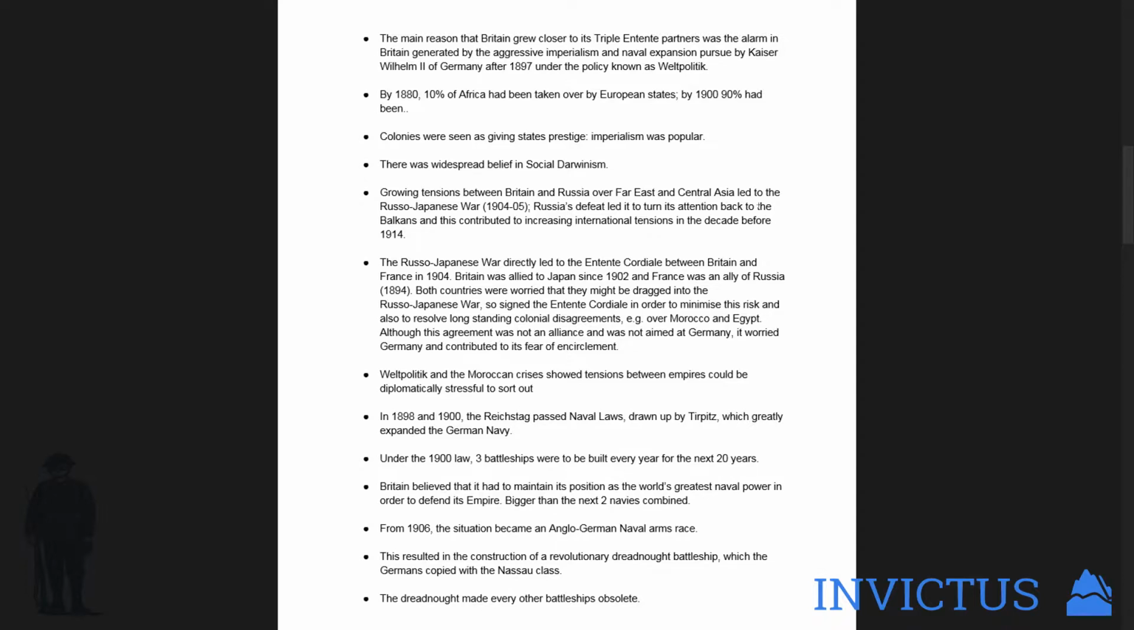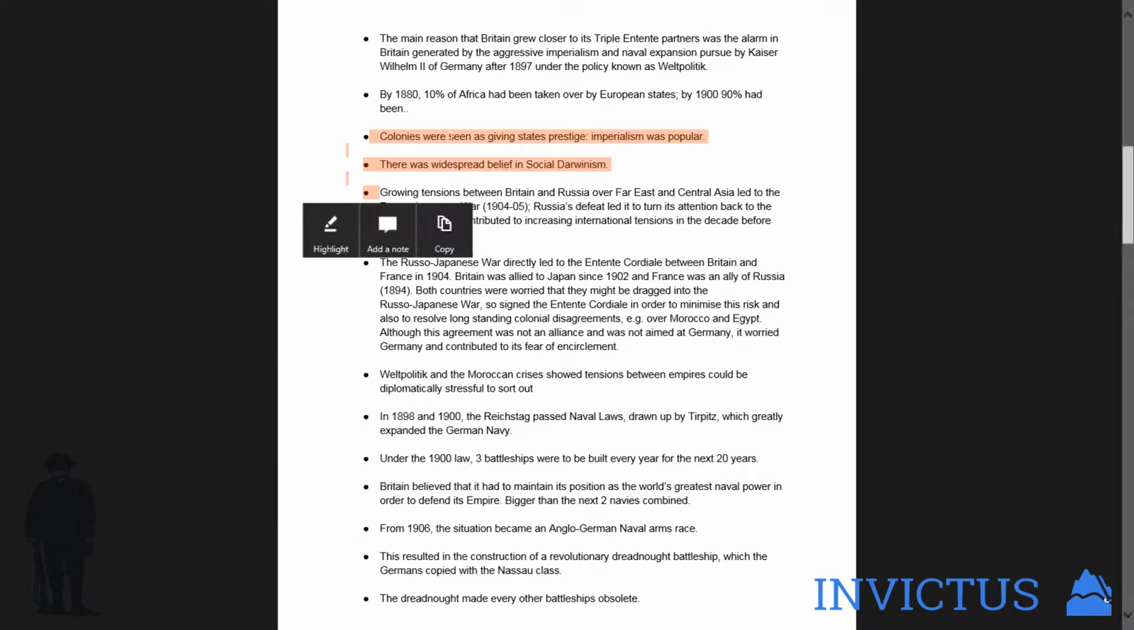So a key thing to remember is these two points that raised the tension between probably the 1890s to just before World War One: colonies, imperialism, and social Darwinism. Empire was great, hence Germany's desire to be an empire.